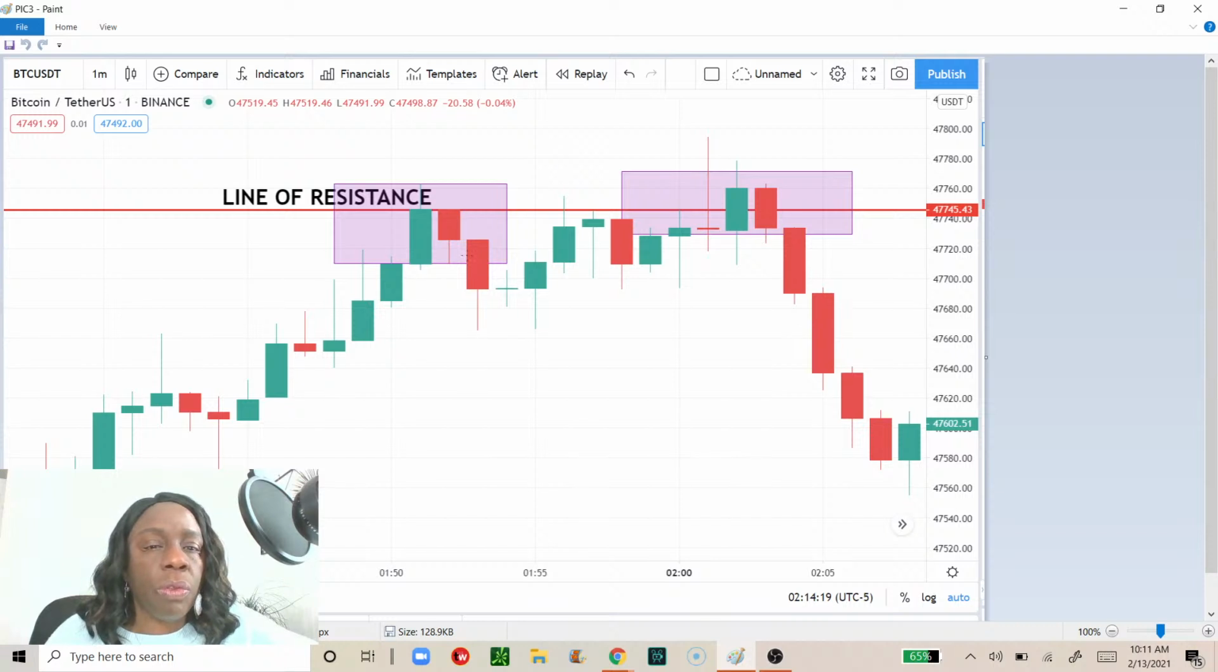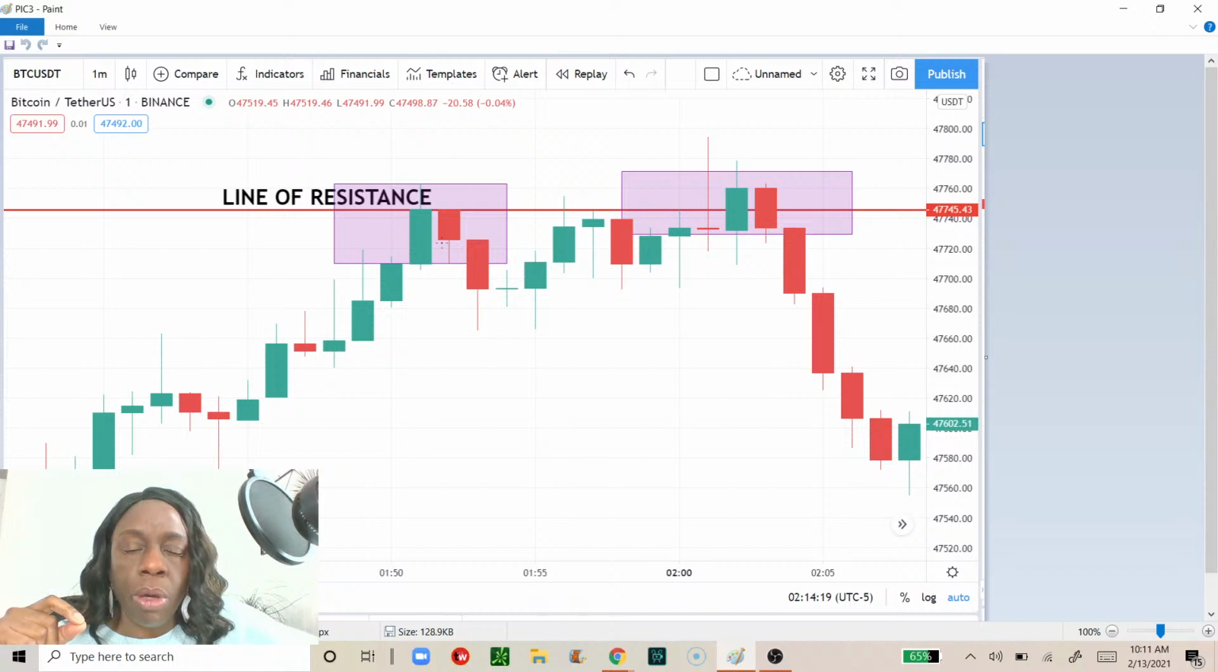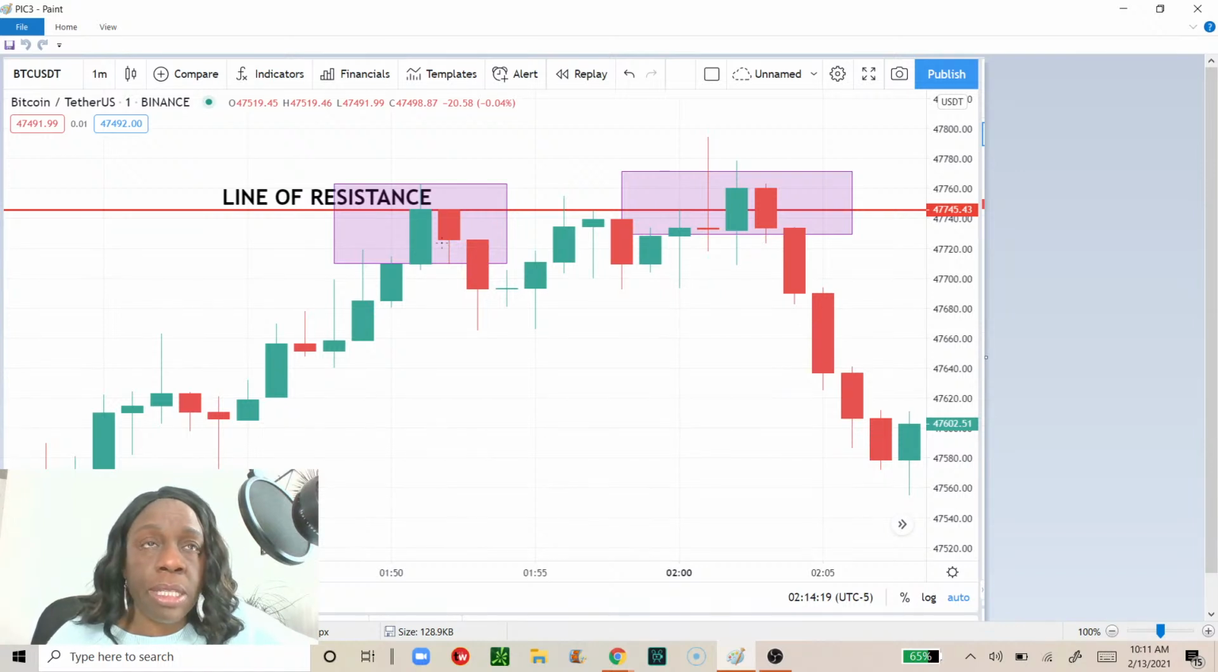So what has happened here is the next thing you want to do when you are getting ready to enter a trade: you always want to go to your smaller time frames. There are a few times when I will enter into a trade on a larger time frame, and those are the times when I'm interested in entering a trade for the long term.